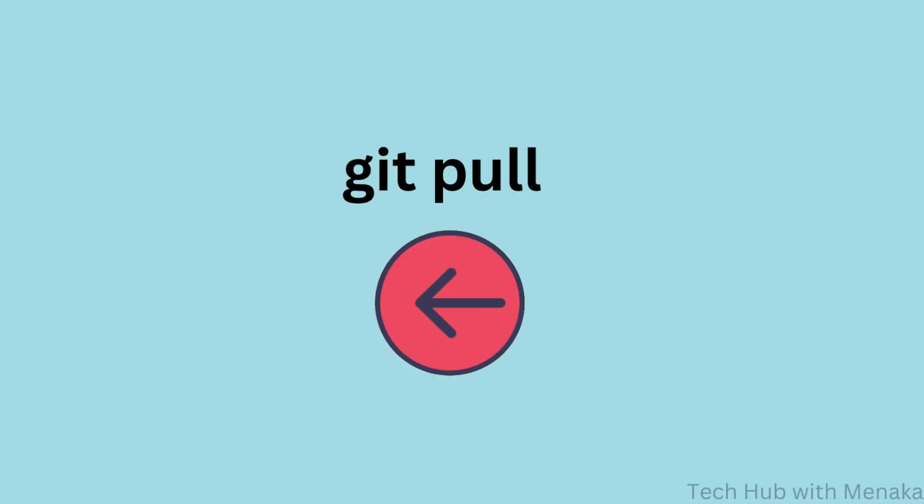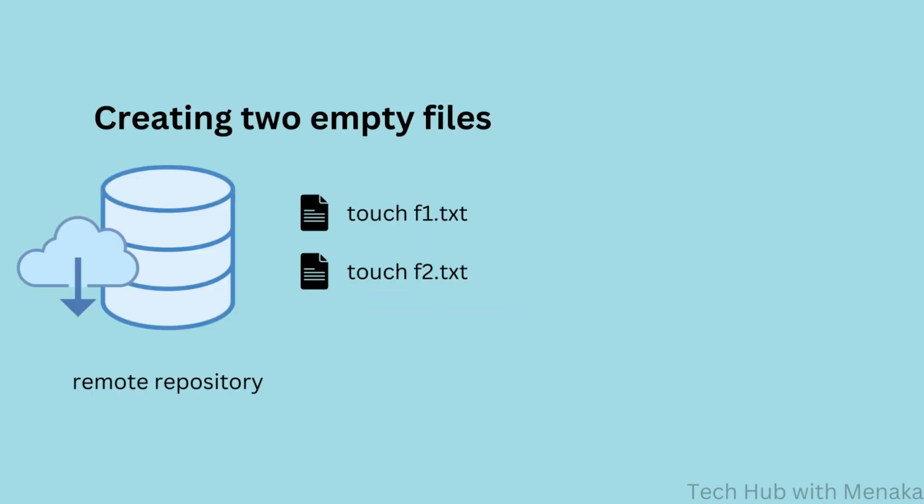Now we can understand what the git pull command is. Git pull is the opposite of git push. Now we are going to make some changes in the remote repository. We have pushed f1.txt and f2.txt to the remote repository, so they will be available there now.